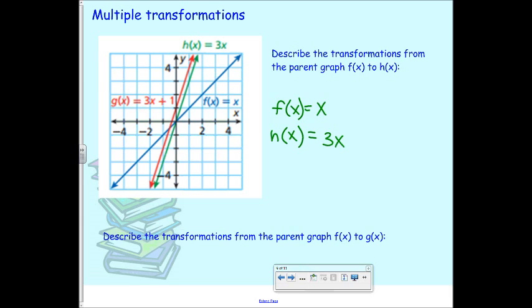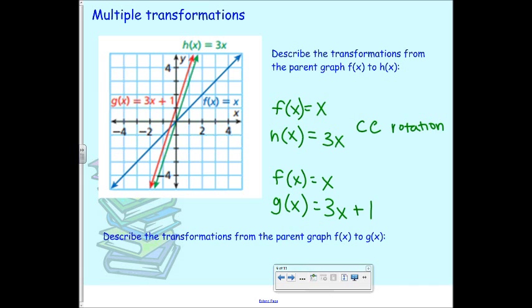All right? And so the slope changed. Is the slope getting bigger or smaller? Bigger. So that means it rotated. Which way is that? Counterclockwise. So this would be a counterclockwise rotation. What about from f of x equals x to g of x equals 3x plus 1? What changed here?